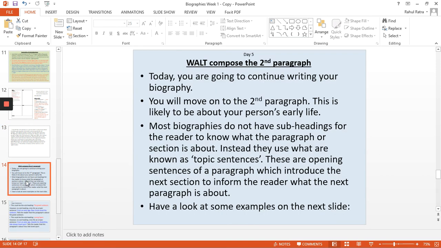Okay, moving on now. Day 5 is when you're going to continue writing your biography and you will move to your second paragraph. Now, we're giving you a lot of time to do one paragraph a day so that you can carefully select key information, add that in. Also, think of a topic sentence for that paragraph. Now, subheadings can be a bit boring, so for your reader to know what the paragraph or that section is about, you can use topic sentences.